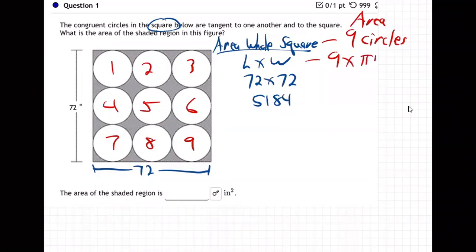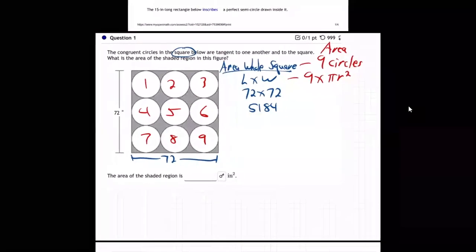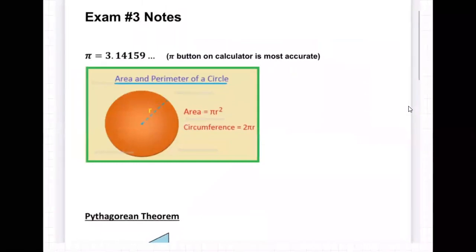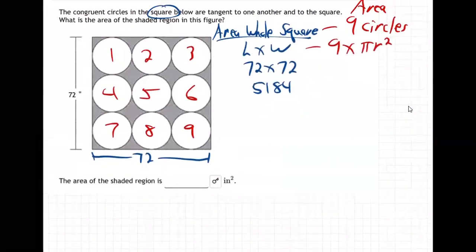And then subtract 9 circles. So that's 9 times pi r squared, the area of a circle formula. It's down here in your exam 3 notes: area is pi r squared. Use the pi button on your calculator, since that'll be the most accurate. I know sometimes we just use 3.14, but really we need more accuracy than that. Let's use 3.14159, or even better, the pi button. So it's going to be 9 times pi.